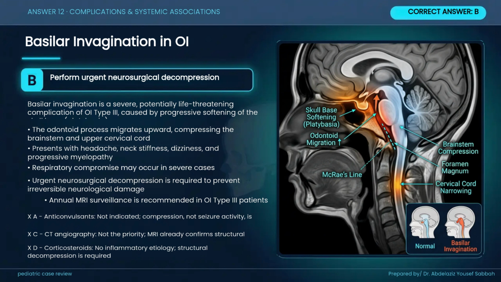Anticonvulsants are not indicated because compression, not seizure activity, is the mechanism. Computed tomography angiography is not the priority since magnetic resonance imaging already confirms the structural compression. Corticosteroids are not indicated because this is a structural problem requiring decompression, not an inflammatory etiology.